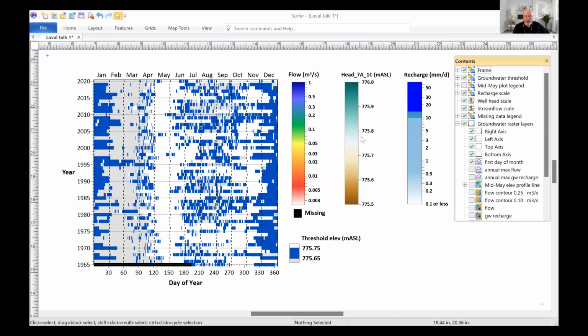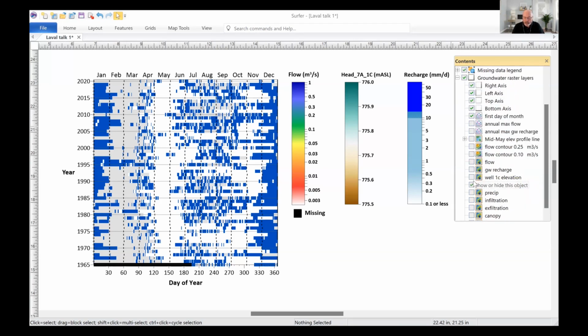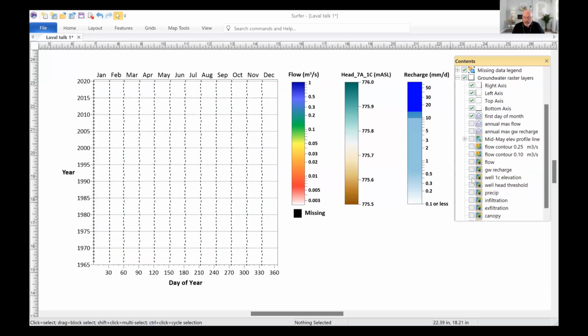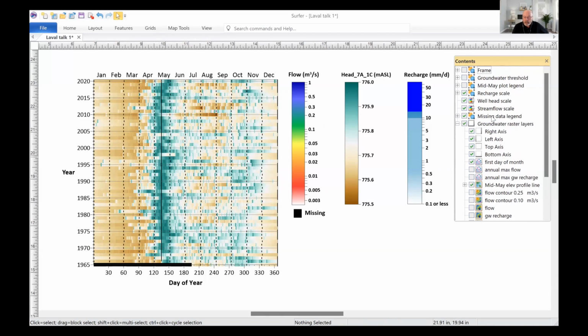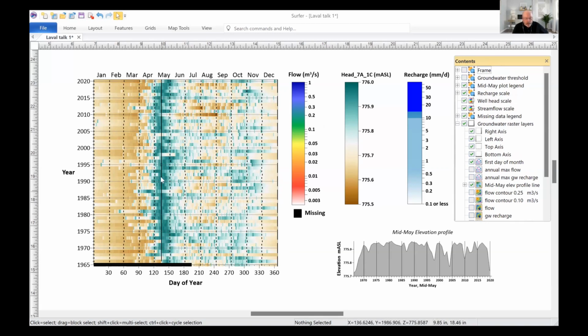And lastly, before I get back into my regular talk, let me go ahead and turn this off. And there's another way of doing lines here. Let me turn off, here we go, the head. And I want to just look at the groundwater level itself. I can go ahead and put onto this a profile, a mid-May profile. There you are. I've created along this line here what the water level is on mid-May from year to year. And so I can see how that varies here.